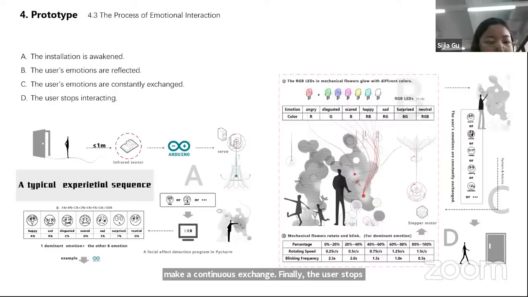Finally, the user stops interacting. When the user leaves the installation, if the infrared sensor is unable to detect the existence of objects and lasts 15 minutes without a detection signal, the interaction will stop.